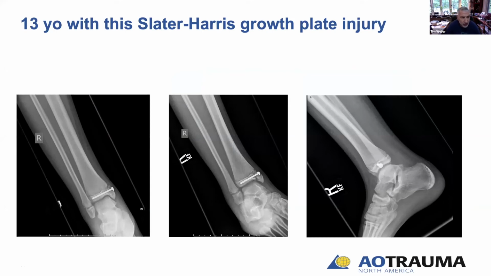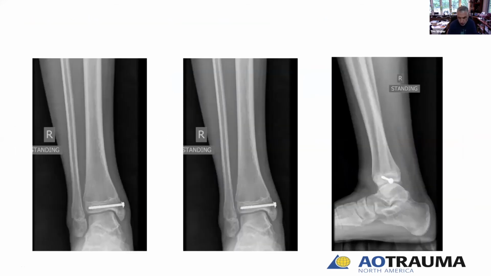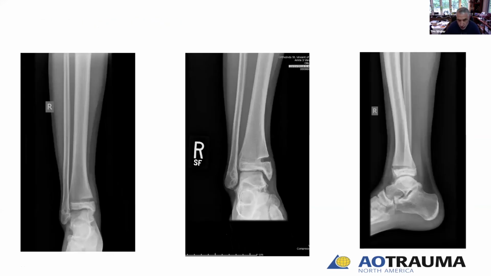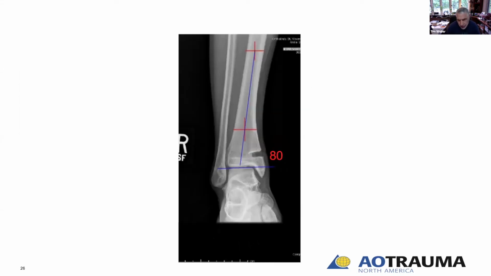This one, second case, is a 13-year-old with a Salter-Harris growth plate injury, treated here with a cannulated screw. This goes on to heal and the screw is removed, but he's developed a physeal bar across that medial aspect of his physis. An attempt was made at removing the bar with Cranioplast put in the defect. Unfortunately, he continued to develop his angulation here, a 10-degree deformity with a distal tibial angle of 80 degrees.